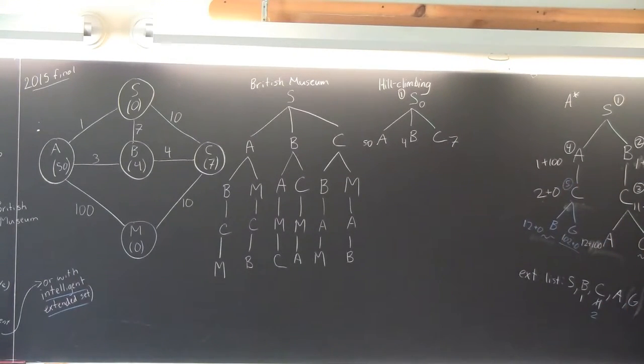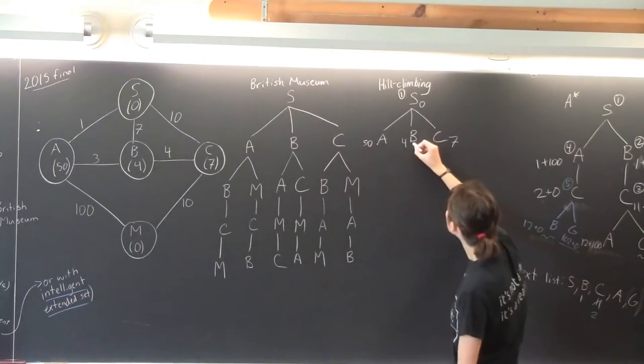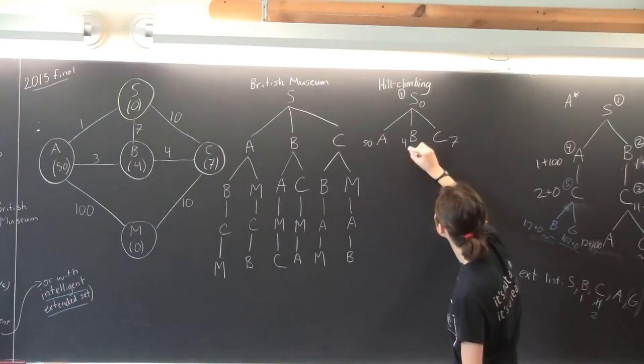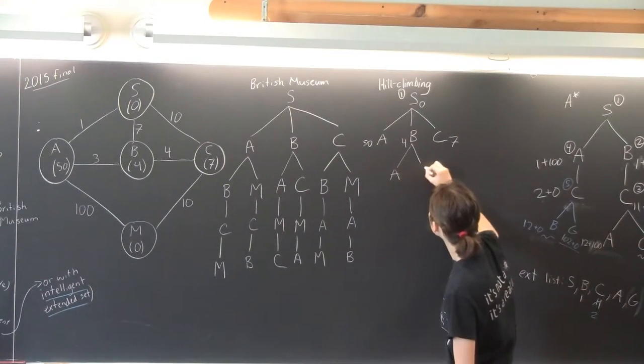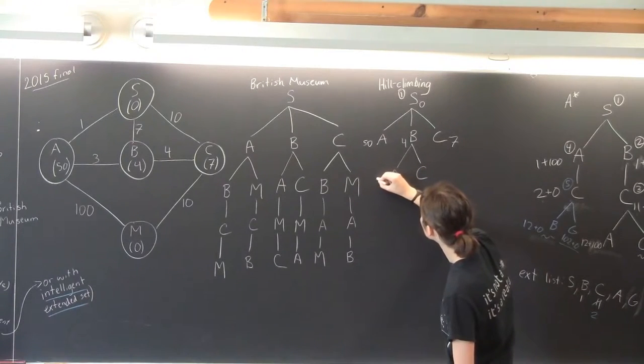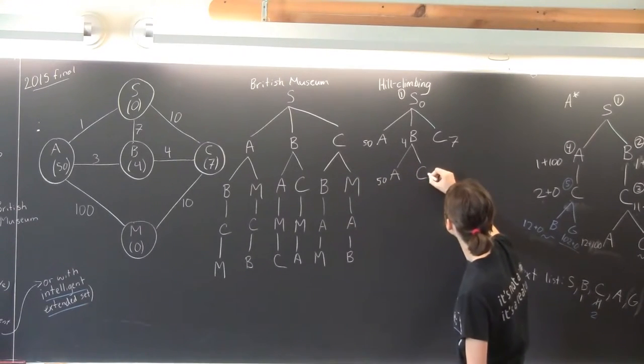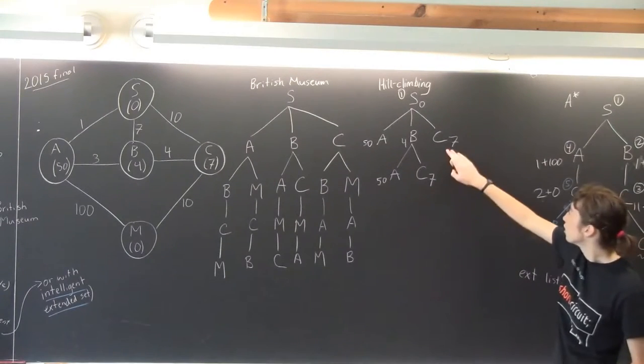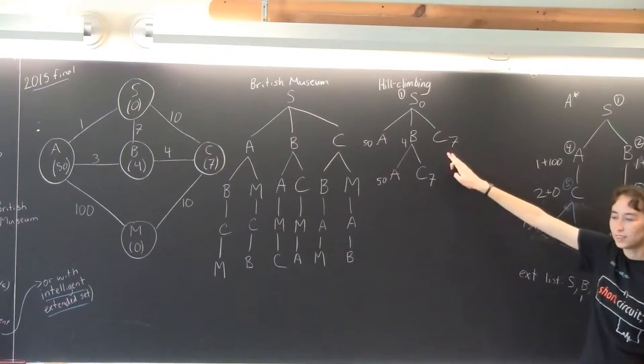So what do we extend next? B, because that's the smallest heuristic value. So it looks like SB, we can reference this tree, it goes to A and C, and those will have heuristics of 50 and 7. What do we extend next? This B C or the right C? The lower one?